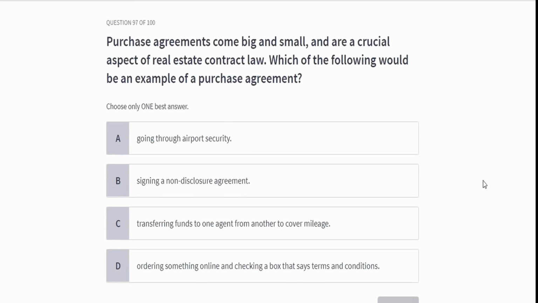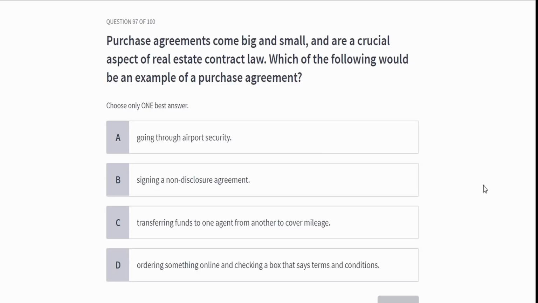So, okay, 97. Purchase agreements come big and small and are a crucial aspect of real estate contract law. Which of the following would be an example of a purchase agreement? Okay, there's 4 options. A, going through airport security. B, signing a non-disclosure agreement. C, transferring funds to one agent from another to cover mileage. Or D, ordering something online and checking a box that says terms and conditions. Ooh, this is a little bit of a trick question. So have some time to come up with your answer on this one, starting now.